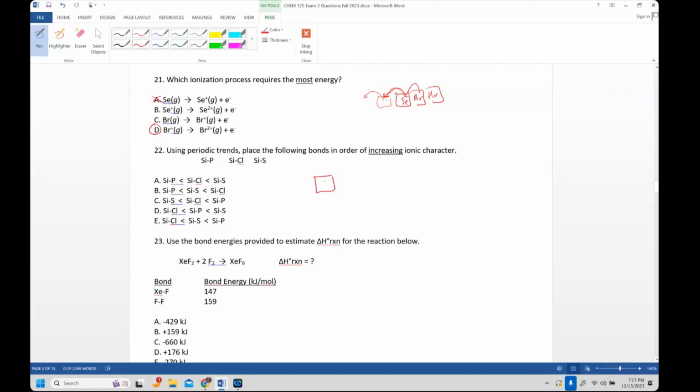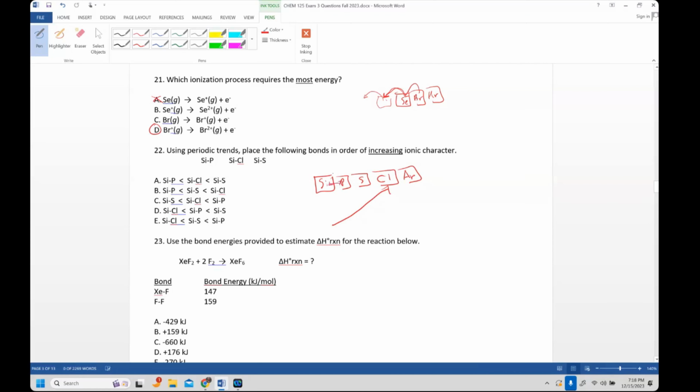All right, so using the periodic trends, in order of increasing ionic character. So we'll draw a little periodic table again. Silicon, phosphorus, sulfur, chlorine, and then argon. Electronegativity increases going from bottom left to top right. So going across a period, you have an increasing electronegativity.